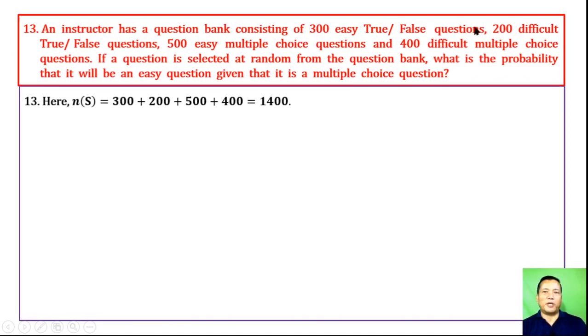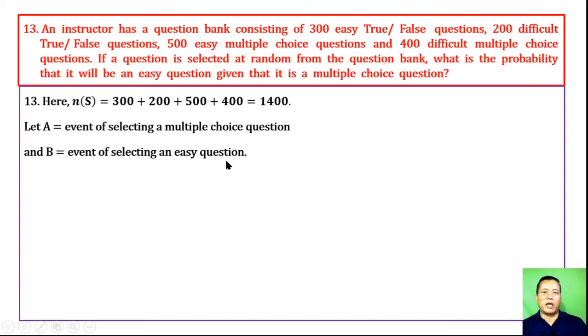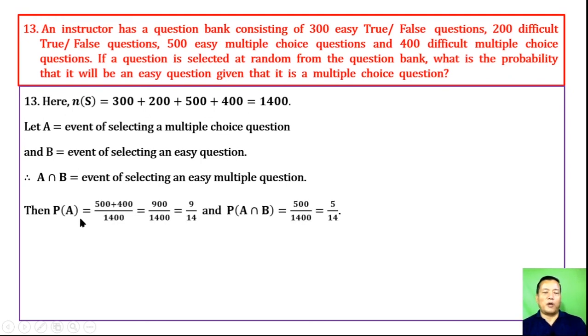Here n of S is 300 plus 200 plus 500 plus 400, that is 1400. Let A be the event of selecting a multiple choice question and B the event of selecting an easy question. Then A intersection B is selecting an easy multiple choice question. P of A is 500 plus 400 divided by 1400, which is 9 by 14, and P of A intersection B is 500 out of 1400, which is 5 by 14. Therefore the required probability P of B by A is P of A intersection B by P of A, which is 5 by 14 divided by 9 by 14, so it is 5 by 9.